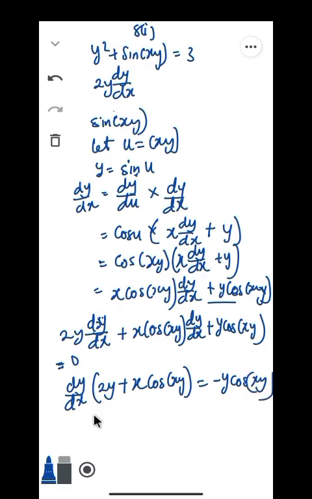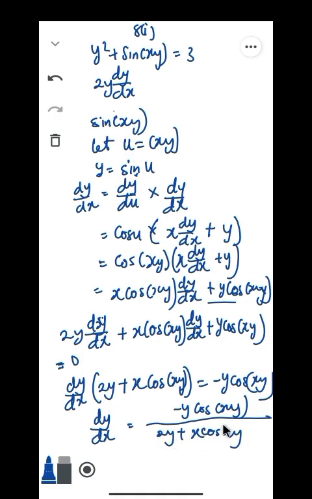So I divide both sides, because I'm trying to look for dy/dx, so I have to make it the subject of the formula. I divide both sides by 2y plus x cos xy, and I should have that dy/dx is equal to negative y cos xy all over 2y plus x cos xy. And that should be my final answer.